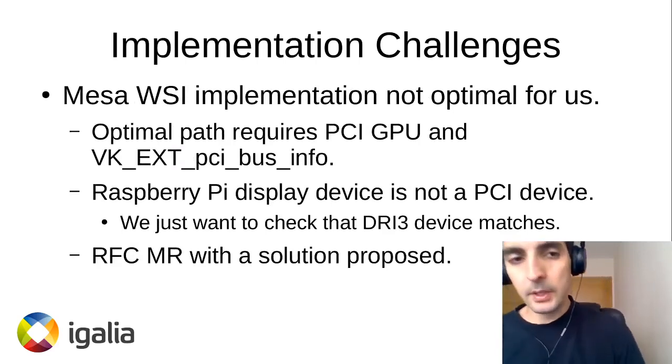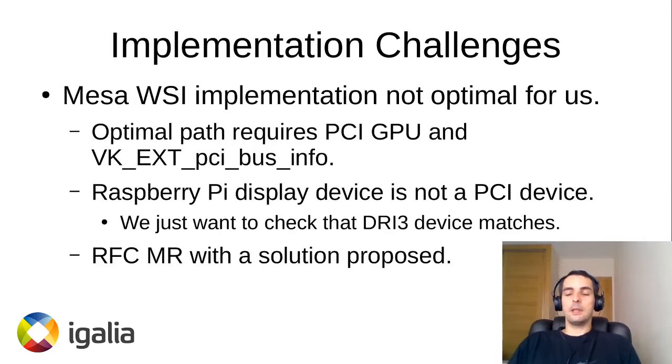Another challenge that we found is that, as we mentioned at the beginning, we were reusing some pieces from Mesa. One of them is the window system interface for Vulkan. The thing is that on the current implementation, the optimal path requires a PCI GPU and a specific extension, but the Raspberry Pi display device is not PCI. So right now we have a merge request with a solution proposed that is still under discussion.